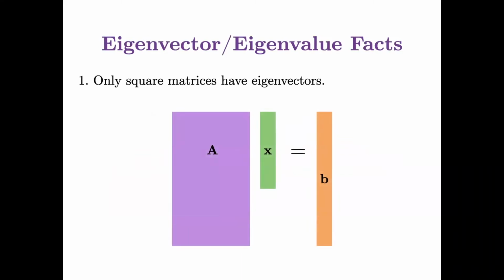If A is m by n, m not equal to n of course, then the matrix X must be n by 1, which would make the resultant B m by 1. So here, X and B don't live in the same space, and it's impossible for B to be a scalar multiple of X.